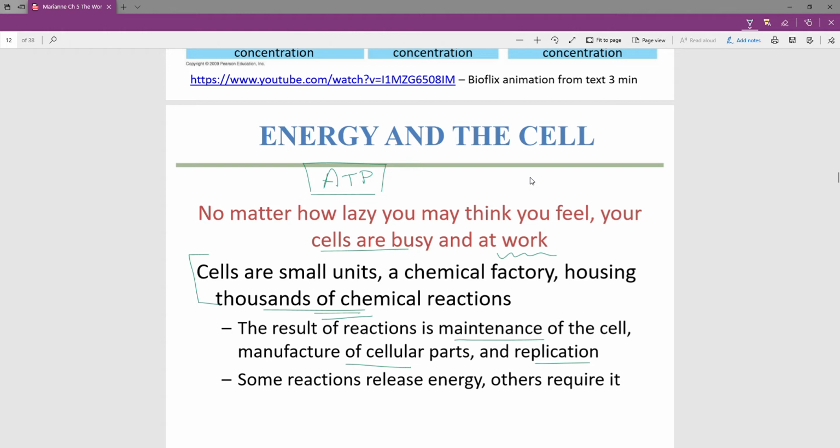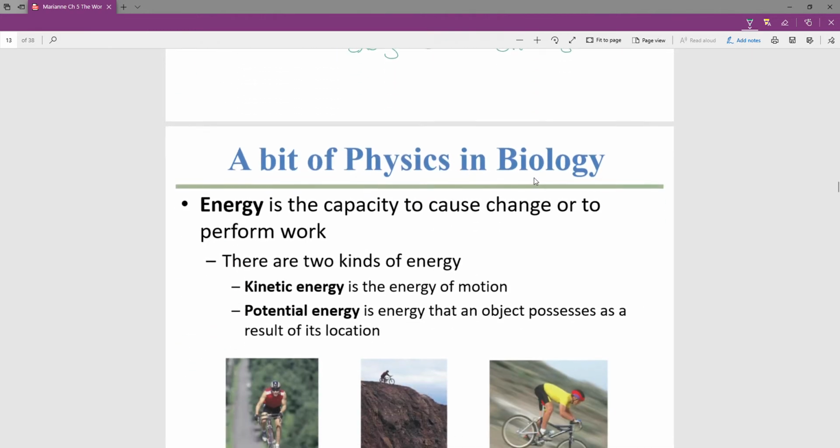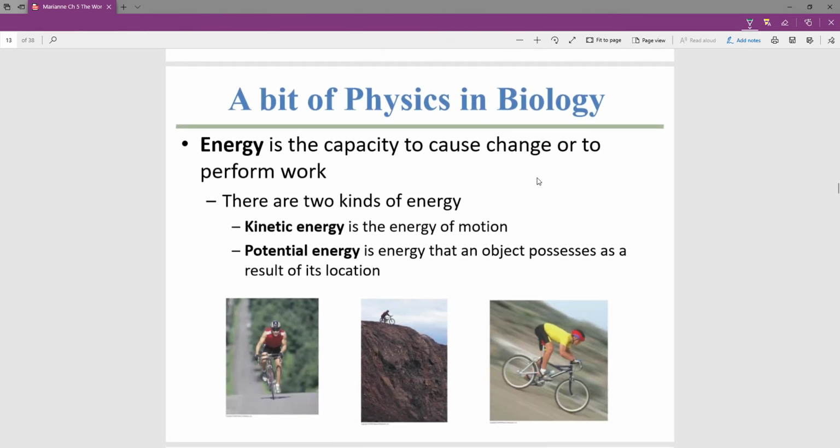And so if we were to talk about these thousands of chemical reactions, some of them release energy or are exergonic, and some of those chemical reactions require energy or are endergonic. And so we're going to talk about those two kinds of energy. And we're also going to talk about energy coupling in the cell and how that can really help us understand how cells stay alive.